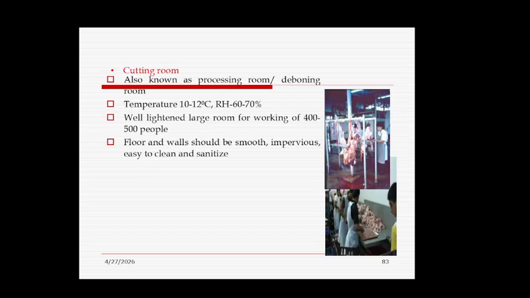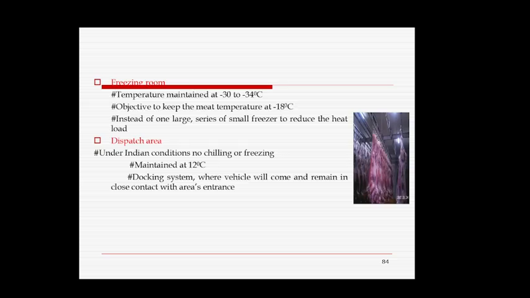The cutting room is the processing room where you process the meat. Here you can see in the photographs how the meat is processed and how deboning is carried out. The floors and walls should be smooth and clean. Freezing room is a freezer with a temperature of minus 30 to minus 34 degrees Celsius, so that the meat temperature is minus 18 degrees Celsius.